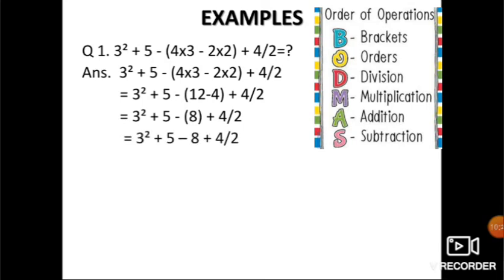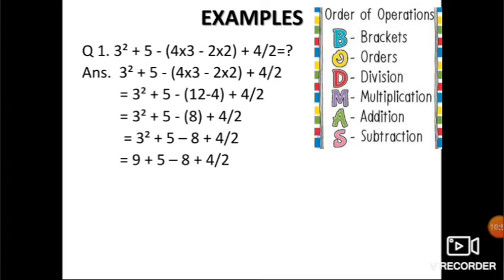Now next, according to BODMAS, we have O, that is the orders. We have to resolve the orders. That is, here we have 3 square. 3 square means 3 into 3, which is equal to 9. So we get 9 plus 5 minus 8 plus 4 divided by 2.